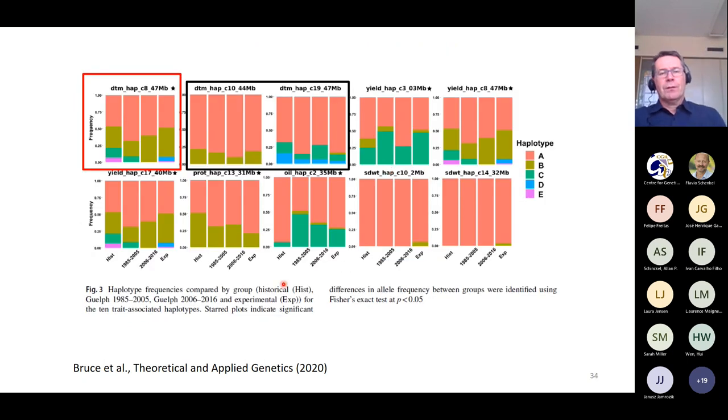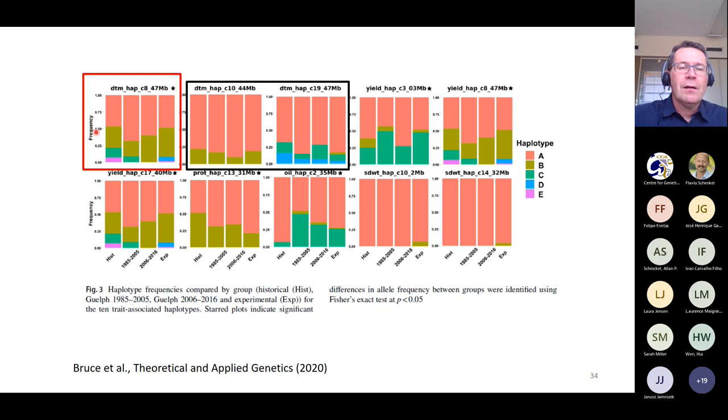Then we took a little different approach from the study with Chris Granger and the deep pedigree of OEC Bayfield. In this case, we looked at haplotypes and published a different paper on haplotype analysis. So what we have discovered here is that, as far as haplotypes go, the way to read these panels in the graph is: DTM stands for days to maturity, how late the cultivar matures. C8 means chromosome 8. In this case, it's chromosome 10. The next case is chromosome 19.